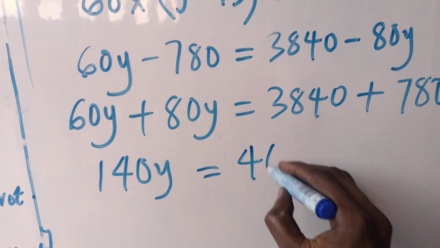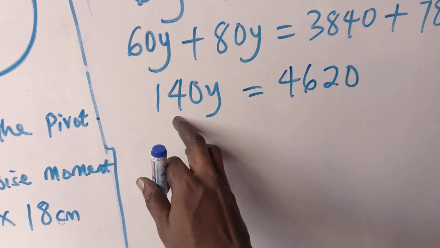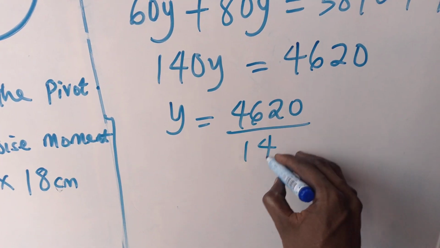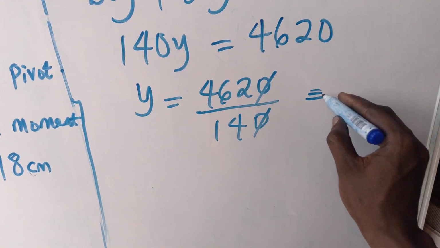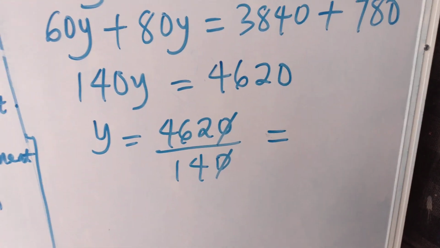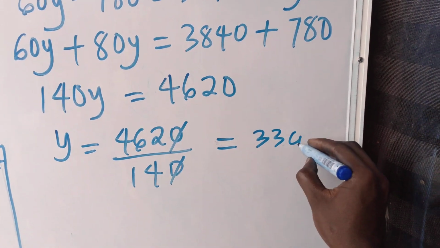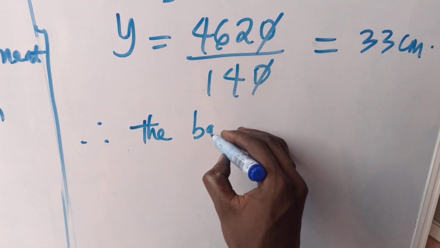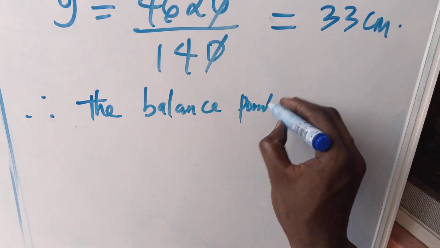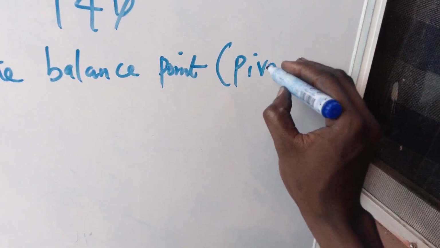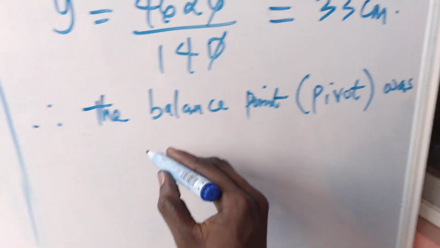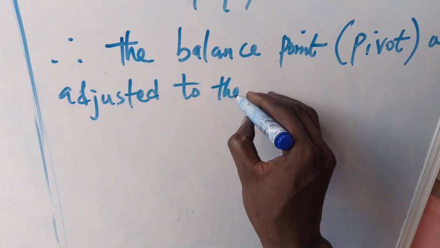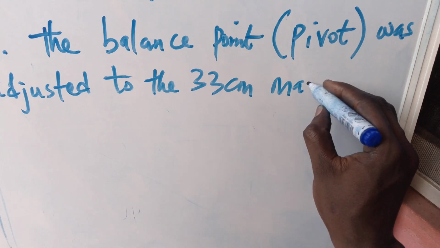This will give me 4620. I'll divide by the coefficient of y, which is 140. So y will be equals to 4620 divided by 140. This will eliminate this, and I will finally arrive at 33 centimeter mark. So therefore, the balance point or the pivot was adjusted to the 33 centimeter mark.